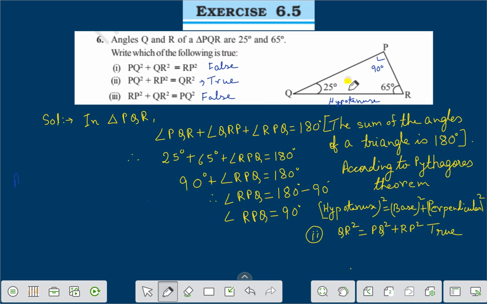Right? Here you see, we first found this angle, and we got this angle as 90 degree because the sum of all the angles in a triangle is 180 degree. Therefore, the side opposite to 90 degree is the hypotenuse, that is QR is the hypotenuse, and according to the Pythagoras theorem, hypotenuse square is equal to base square plus perpendicular square. Therefore, QR square is equal to PQ square plus RP square. This is true, and the others are false.